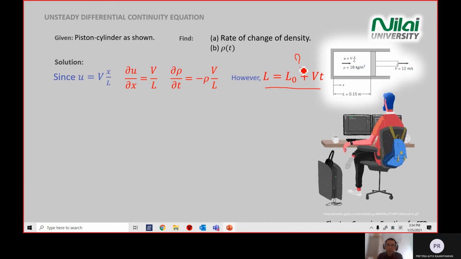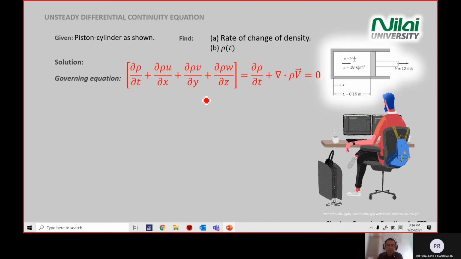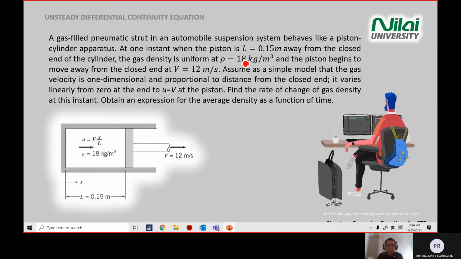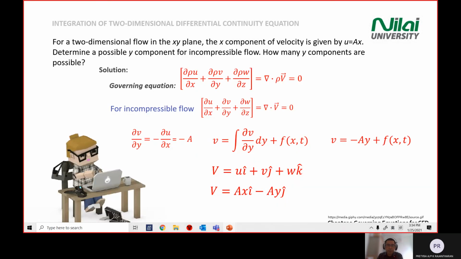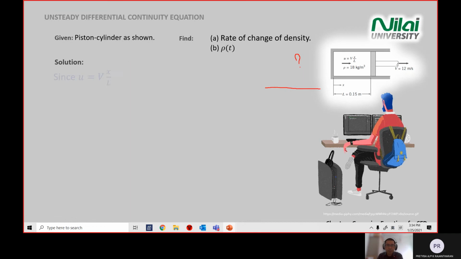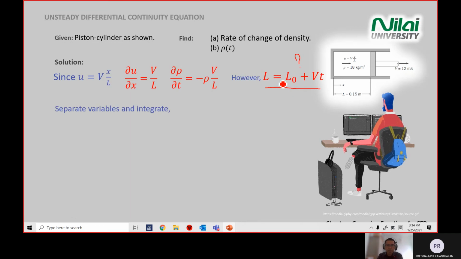How do we know where this equation comes from? This is from this statement. If you read the question carefully, that equation is from this line: it varies linearly from 0 at the end to V equal to U at the piston. This statement gives you this equation, L equal to L0 plus Vt.